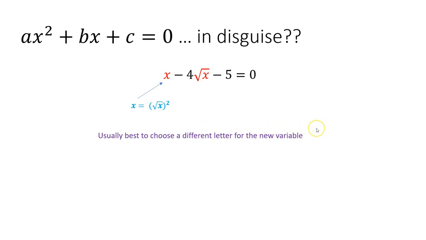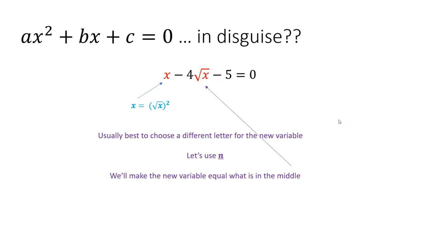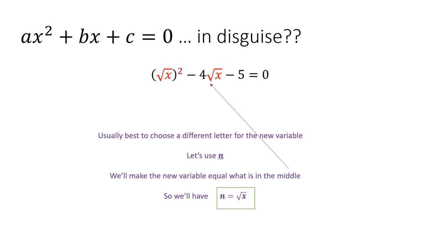We're going to use substitution again. Again, I recommend picking a different letter. I'm going to use n. Once again, it's different from x. And I'll make n equal what's in the middle, the square root of x. And that's going to help me substitute. Again, reminding myself, this x on the left is really the square root of x squared. So that's the first change I'm going to make. That still is x. The square root of x squared is x.